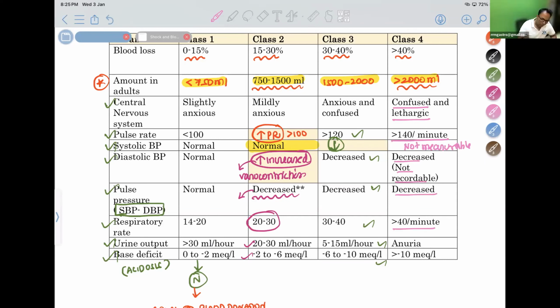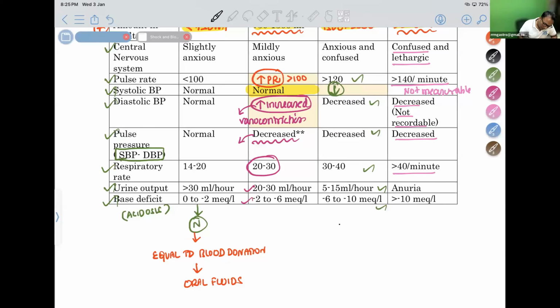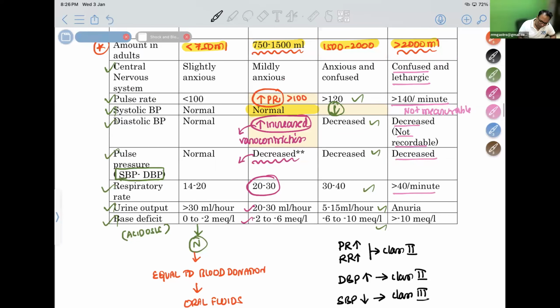So for the exam, the MCQ is: in which shock do pulse rate and respiratory rate increase? In class 2 shock. In which shock does diastolic BP increase? Also class 2 shock. It is a compensatory phenomenon. Systolic BP decreases from which shock? Class 3 shock. Urine output up to 30 ml you can manage, but less than 30 ml is decreasing urine output. So please remember 20 to 30 ml, 5 to 15 ml, like this is the classification of hemorrhagic shock.